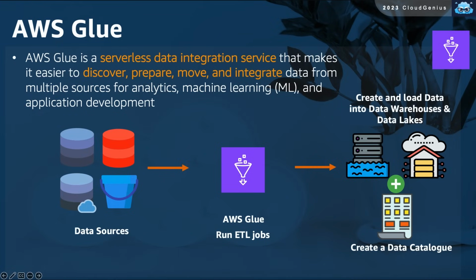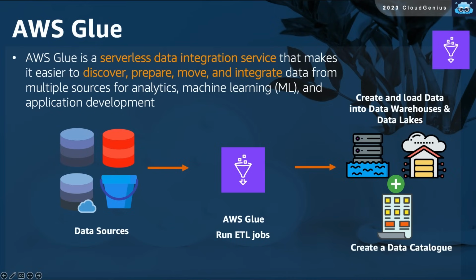AWS Glue is a fully managed extract, transform, and load (ETL) service that makes it easy to prepare and transform data for analysis. It simplifies the process of discovering, cataloging, and cleaning data, allowing you to derive insights and make informed decisions. With AWS Glue, you can create data catalogs that organize and index your data from various sources such as databases, data lakes, and flat files.